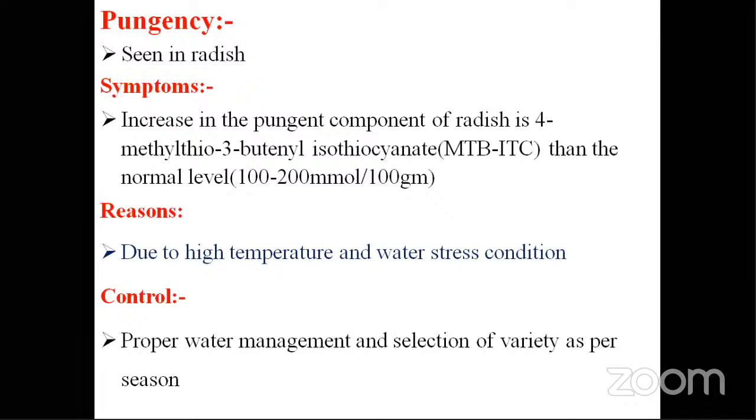Due to high temperature and water stress conditions, the pungency can increase, and proper water management is very important here, so that the growth is regulated normally.